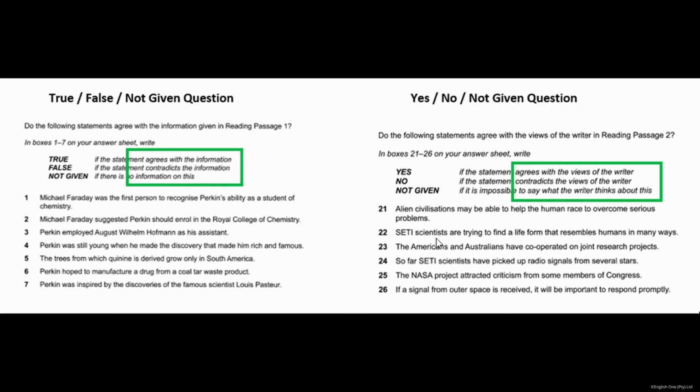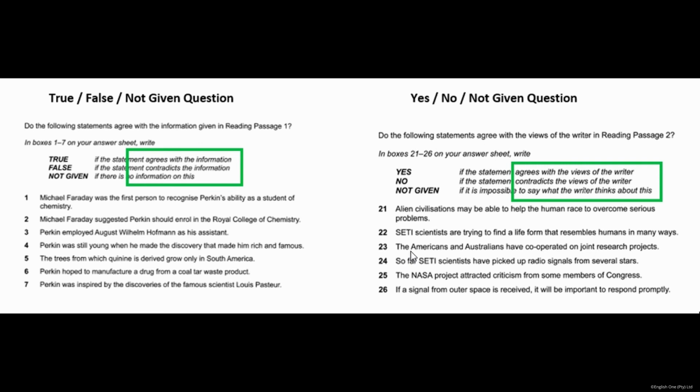Try not to spend more than 2 to 3 minutes on scanning your text. If you cannot, without a shadow of a doubt, find the information, then it's not given. Don't pour tons of time over something that is clearly not there. Okay, so it's really, really important that you consider this.